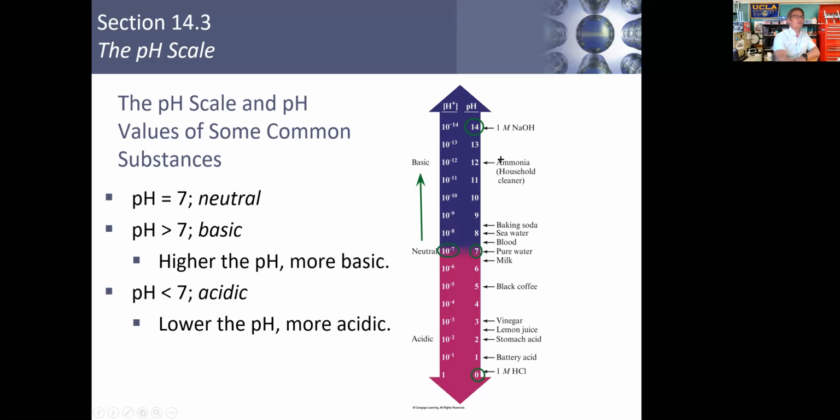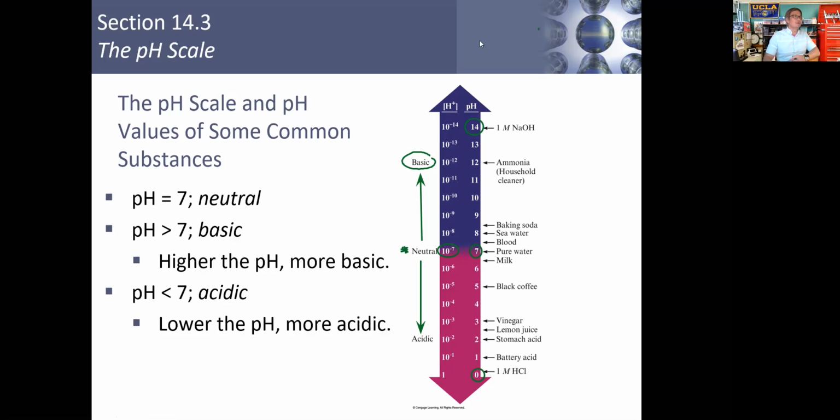So this is an important mark on the pH scale here, because anything that's greater than 7 is going to be basic. Anything less than 7 is going to be acidic. So a pH of less than 7 is acidic, a pH greater than 7 is basic, and a pH of 7 will just be neutral. Make sure you keep that in mind as we go through this.